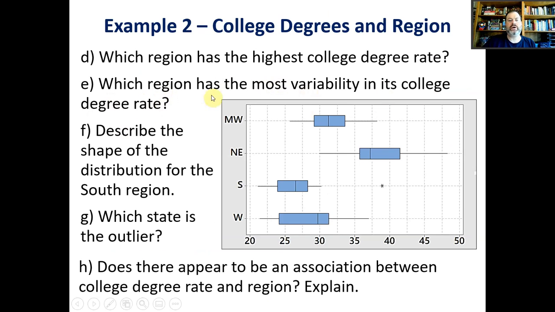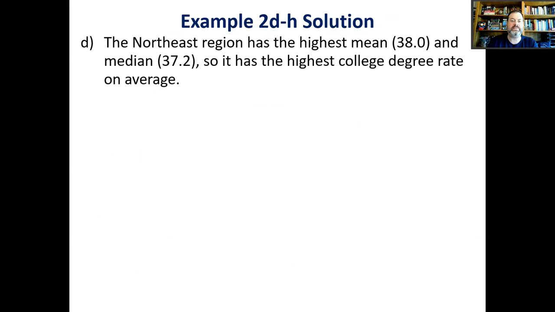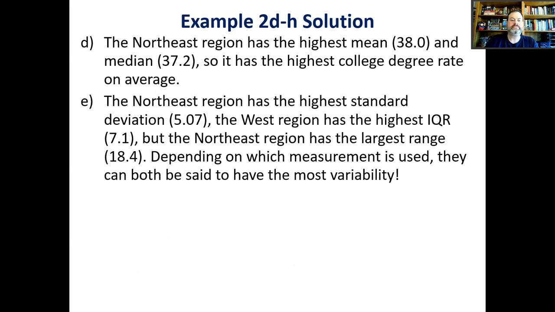Which region has the most variability in its college degree rate? Well, we saw the Northeast has the highest standard deviation. The West has the highest IQR, and there's one more measure of variability. The range is another measure of variability, and that's what it says here in part E. The Northeast region has the highest standard deviation, the West has the highest IQR, but the Northeast region has the largest range. Depending on which measurement is used, they can both be said to have the most variability.